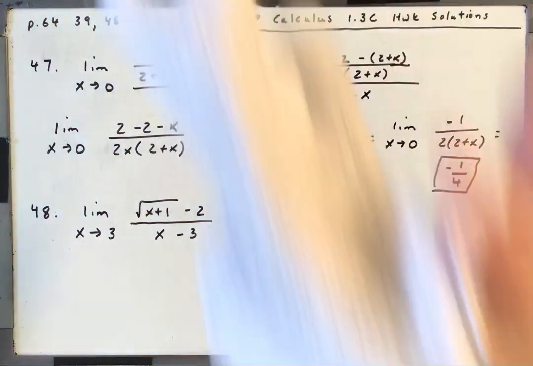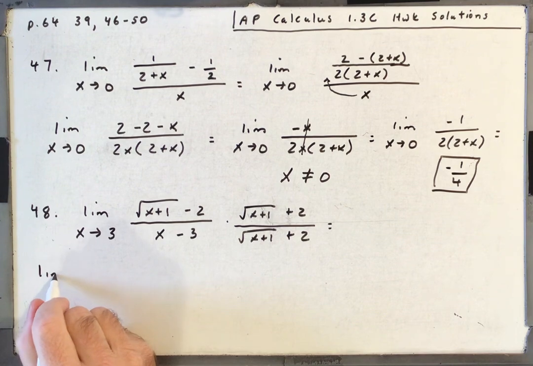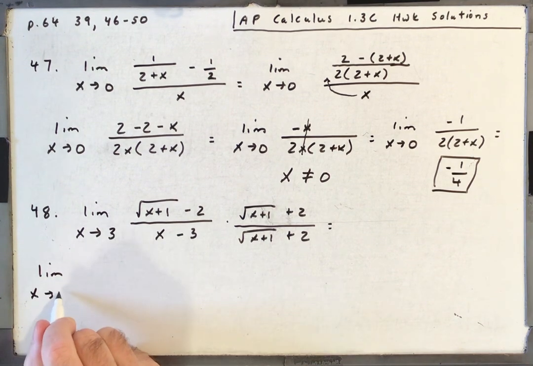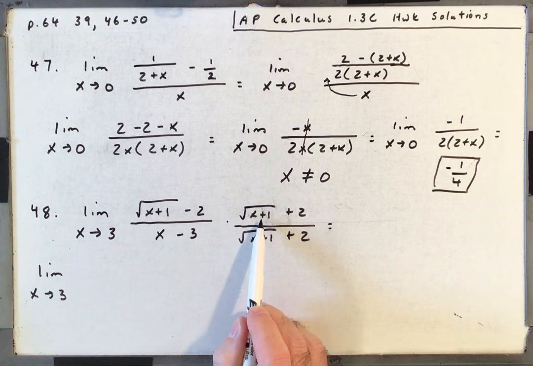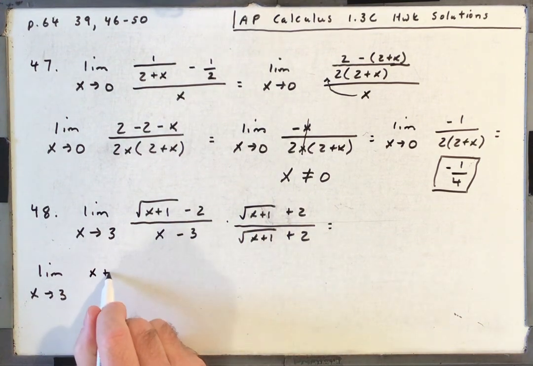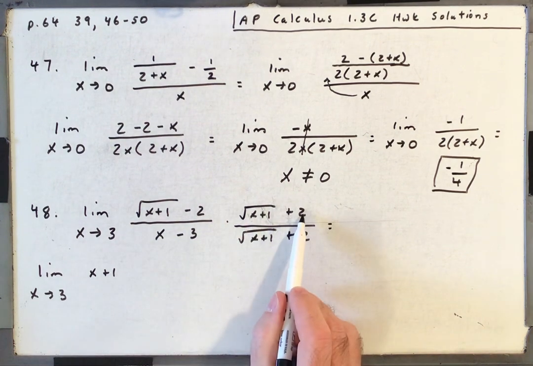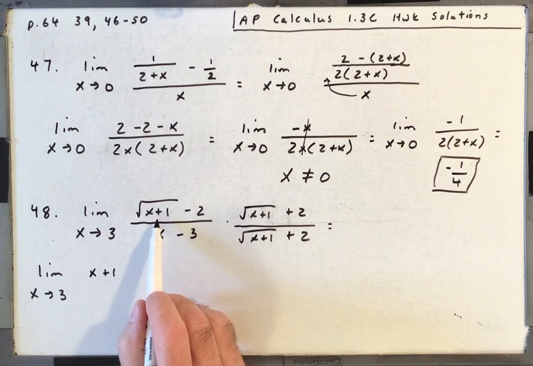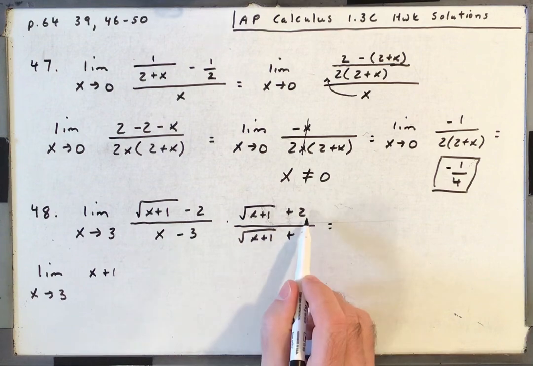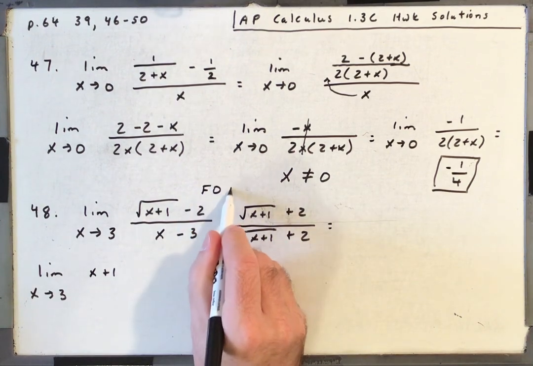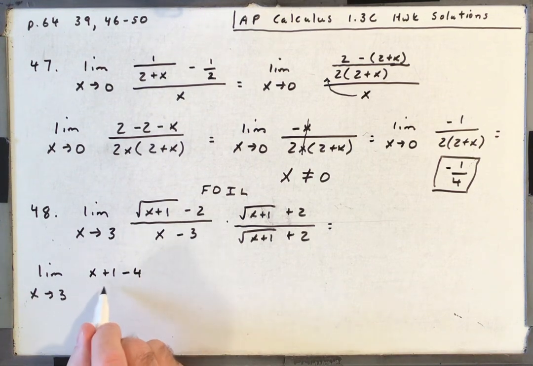In fact, I'm going to bring this next one down. So we've got the limit as x approaches 3. All right, let's FOIL this out. Root x plus 1 times root x plus 1 is just x plus 1. Negative 2 times root x plus 1 plus positive 2 times root x plus 1, that whole center section goes away. That was the point. And then negative 2, so we're FOILing here. If you forgot what we're doing, negative 2 times 2 would be minus 4.